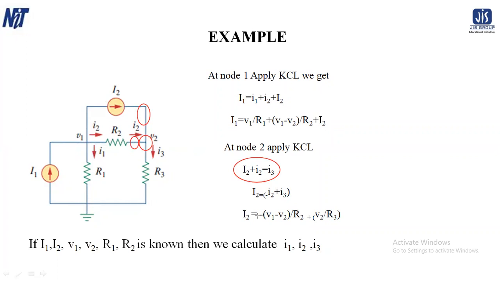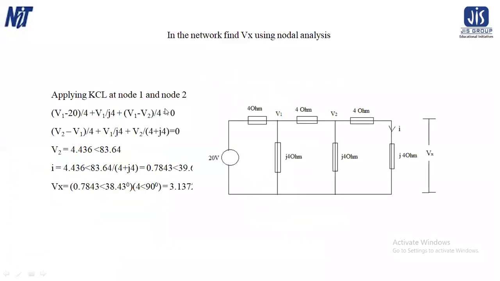So capital I2 equals minus (V1 minus V2) by R2 plus V2 by R3. If I1, I2, V1, V2, R1, R2 are known, then we can calculate small I1, I2 and I3. In this way, we can apply the node analysis in this problem. So this is the process.